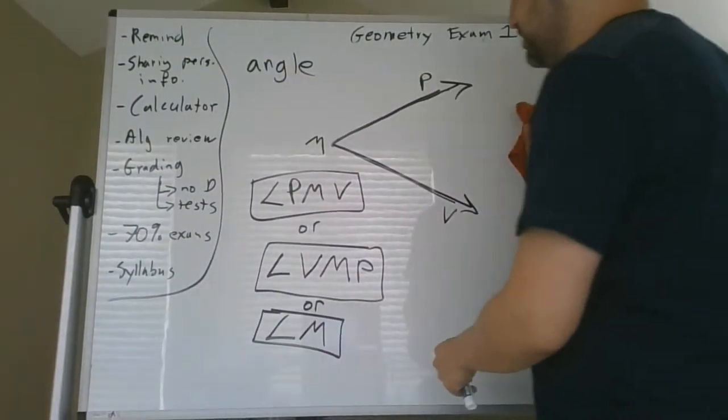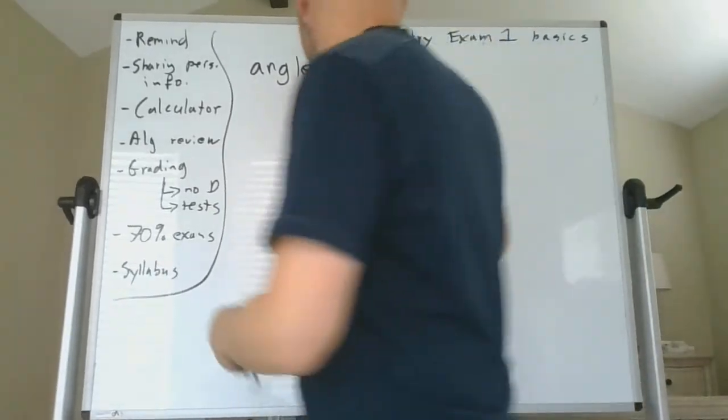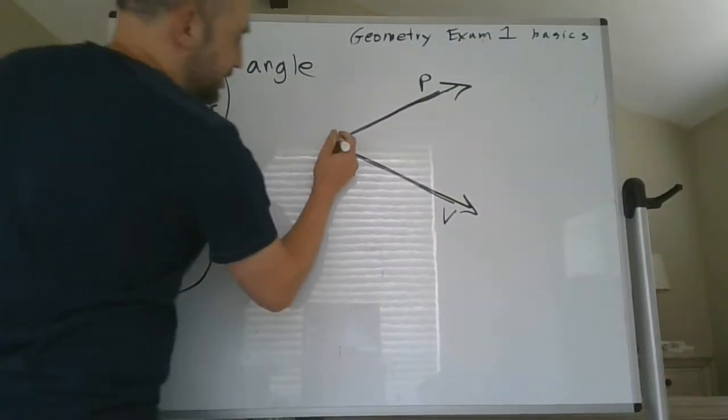Okay, so I am now going to do this. What if I did this? Okay, that's good. That's the M, right?